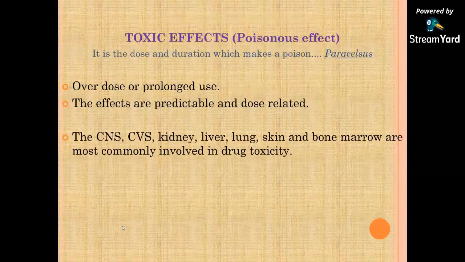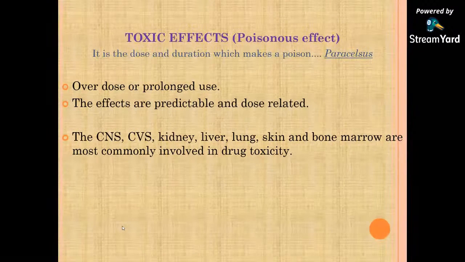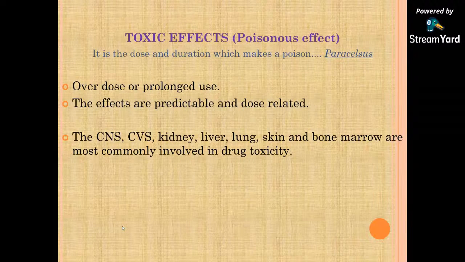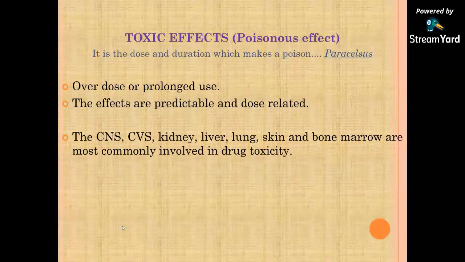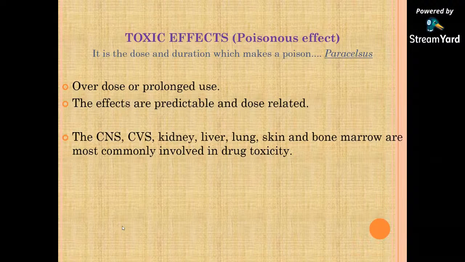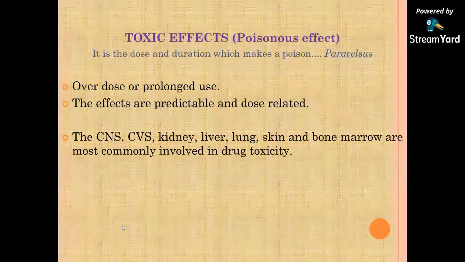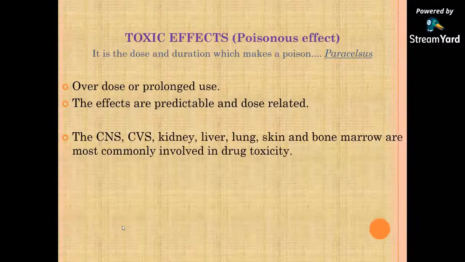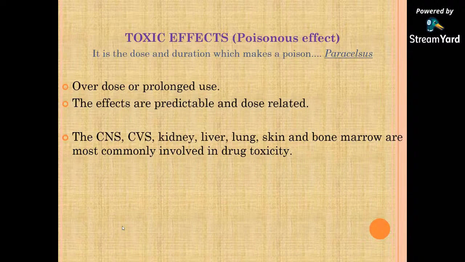Then the third terminology is called the toxic effects, also called the poisonous effect. Toxic effect is nothing but the effect of overdose. If a patient takes a particular medicine for a longer period of time, whatever side effect is observed is called the toxic effect. Or if a patient takes an overdose of the drug, it causes the toxic effect. So toxic effect is nothing but the overdose or the prolonged use of the drug. The effects are predictable and dose related.